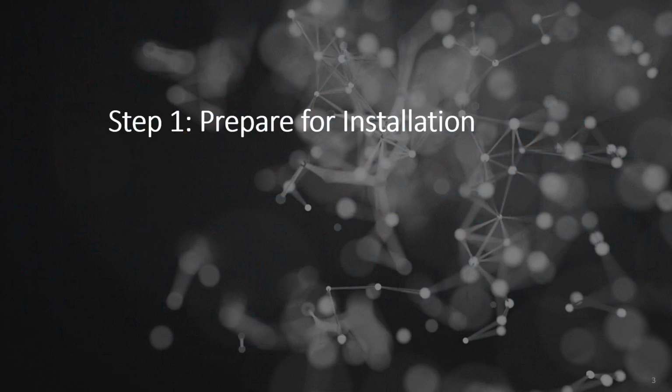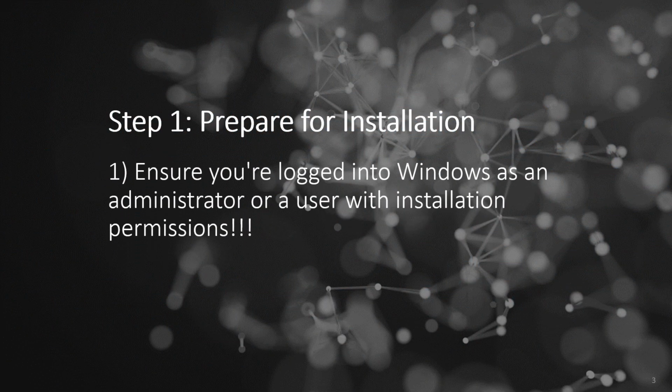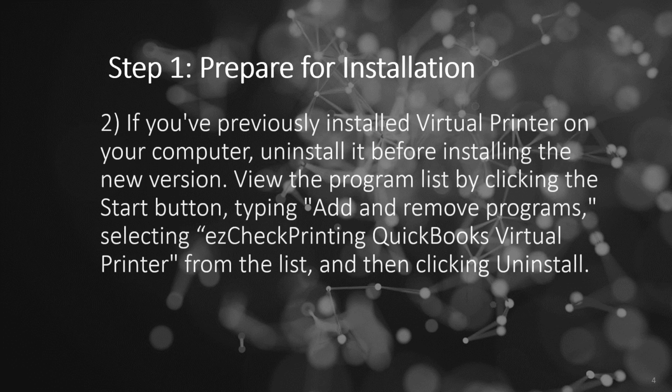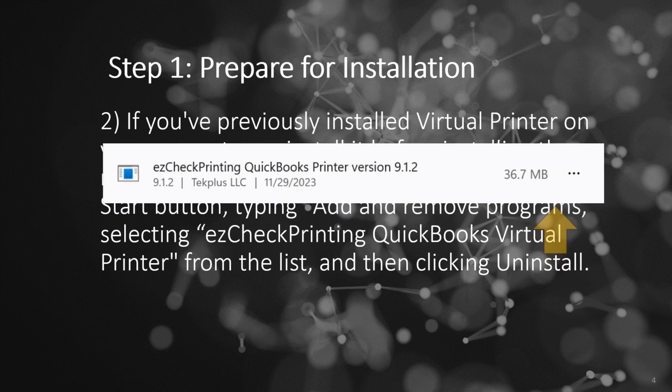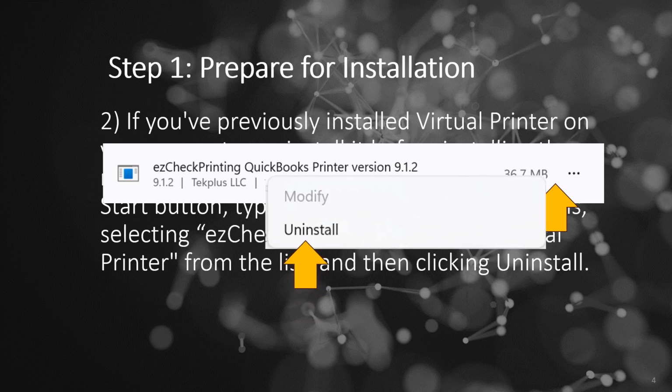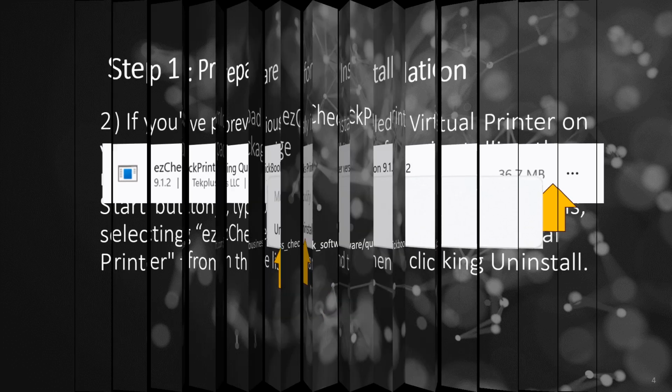Step 1. Prepare for installation. Make sure you're logged into Windows as an administrator or a user with installation permissions. If you've previously installed virtual printer on your computer, uninstall it before installing the new version. View the program list by clicking the Start button, typing Add and Remove Programs, selecting ezCheckPrinting QuickBooks Virtual Printer from the list, and then clicking Uninstall.